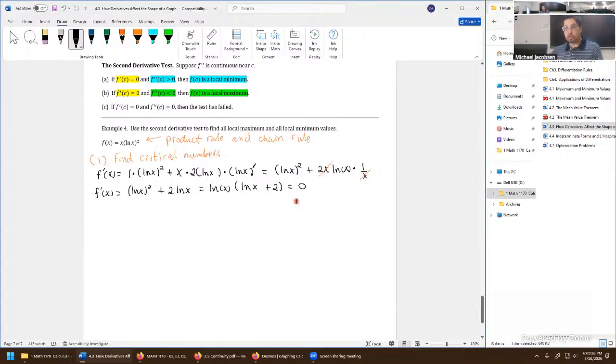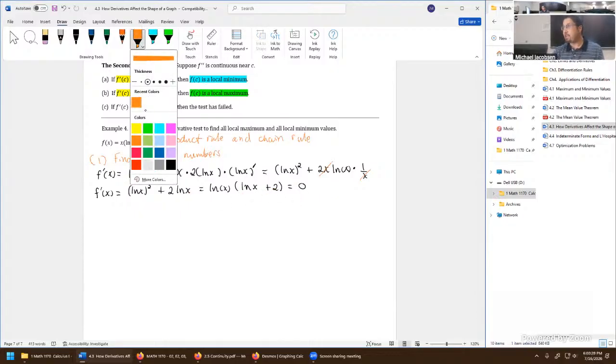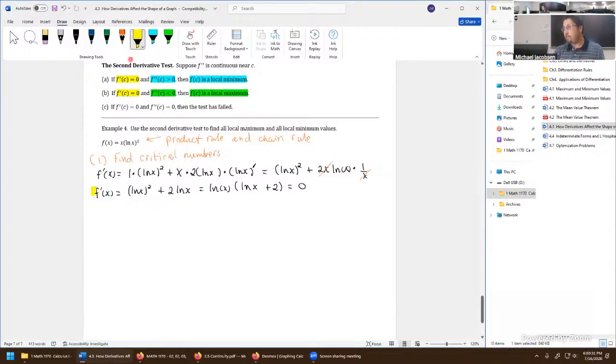Now we can set this equal to 0, and so we're matching that step highlighted in yellow. We have f prime at x. It's natural log x times natural log x plus 2 as a group, set equal to 0. Reason for factoring is we can now split these factors and conclude this implies natural log x is 0, or natural log x plus 2 is 0. We can solve both equations, but this one is a pretty nice one.